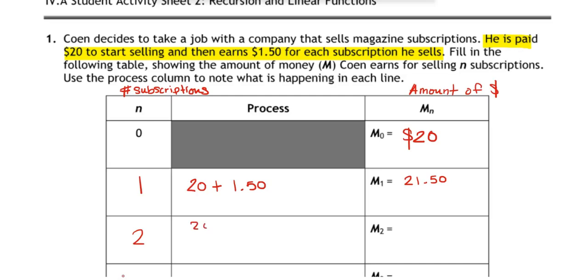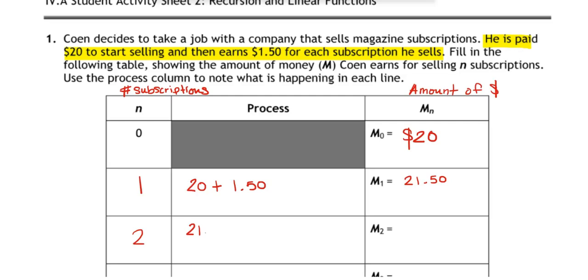You could do 20 plus $1.50 plus $1.50, but that's not what we're really wanting you to do right here. While it's not wrong, that's not looking at what we're wanting to do. What you want to consider is we're just going to use what we had previously. Because if I asked you 17 subscriptions, are you going to want to go $1.50 plus $1.50 plus $1.50 and do that 17 times? No, you're not. It's a lot easier to just use that previous one that we just had.